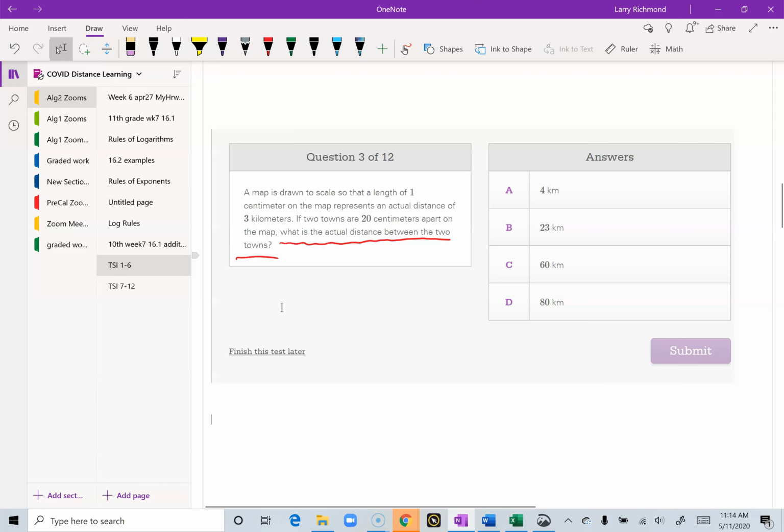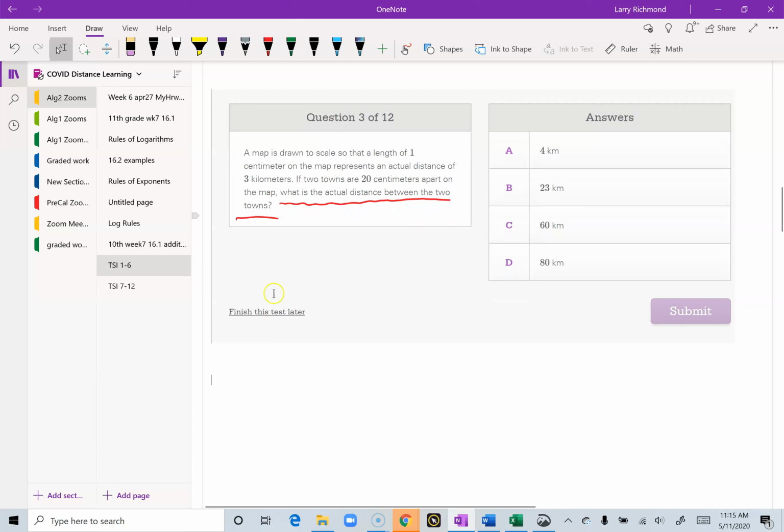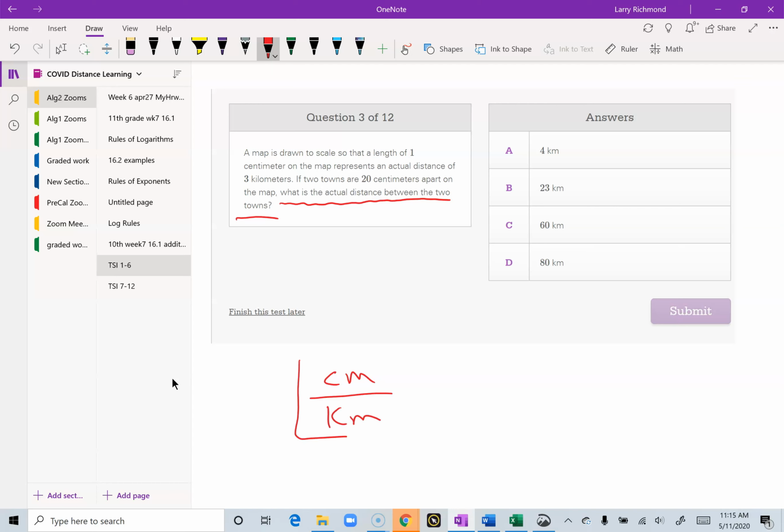But I want to show a good way to handle this: a proportional relationship. You've been working problems like this your whole life. Start by making what I call a word fraction. That's just literally a fraction with words. In this case, the two quantities we're comparing are centimeters and kilometers. This is just going to help keep your fractions straight. So it tells us 1 centimeter is 3 kilometers.